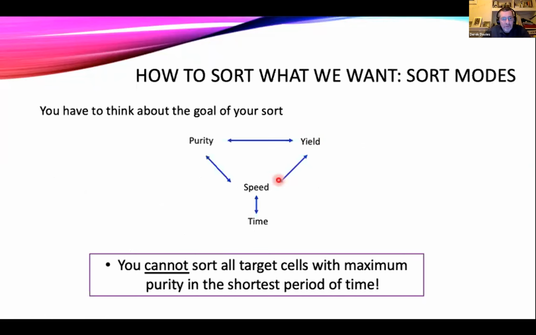And I also want to do this as quickly as possible because I want to, one, spend less money because I'm not on the machine for so long. But as we were just saying, I try and minimize the time on the sorter if I can, because it minimizes potential stresses on the cells. Unfortunately, you can't sort all your cells with the maximum purity in the shortest period of time. It's all a balance between these things. So we have to think about what we want.